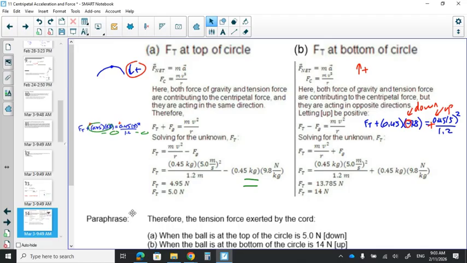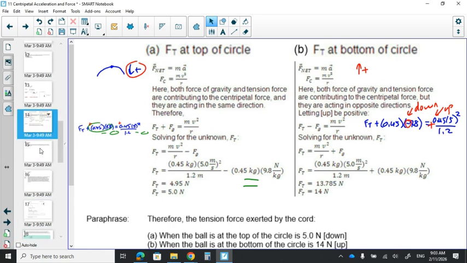And so notice you get that larger force when you're at the bottom because you're fighting gravity. At the top, you have less of a tension force because gravity's helping you. Just with numbers and values now instead, right?